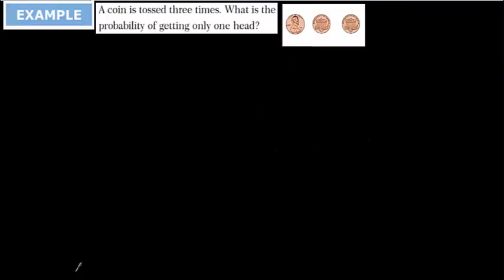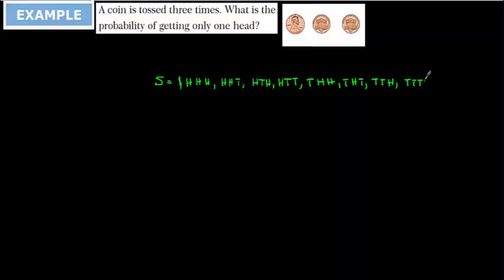Okay, if we continue, here the coin is tossed 3 times. If you remember the previous lesson, when we tossed it 3 times, we wrote the sample space. The sample space is going to be head, head, head; head, head, tail; head, tail, head; head, tail, tail. The same here, it's written with tail: tail, head, head; tail, head, tail; tail, tail, head; and tail, tail, tail.